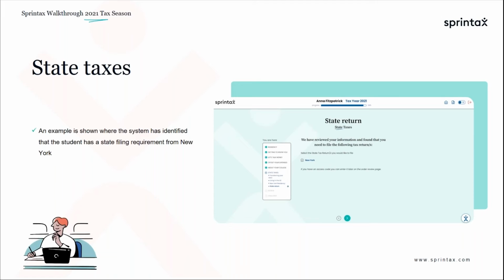And as you can see, this student has triggered a state tax filing obligation for New York. And if you've lived and worked in multiple states, you may have multiple state tax filing obligations. And again, the Sprintax system can figure that out for you.